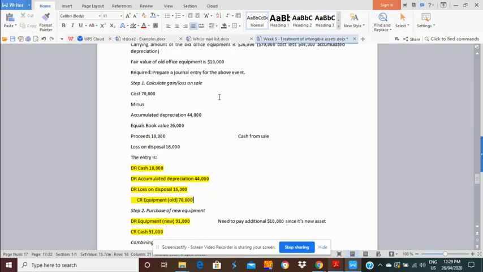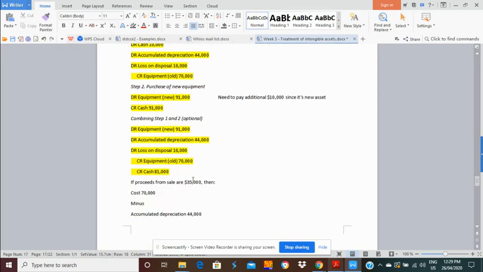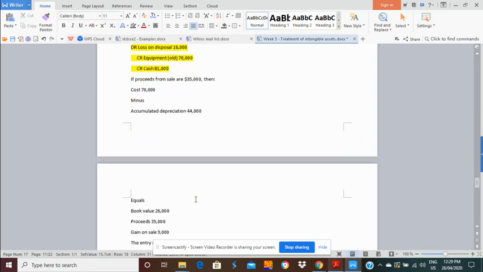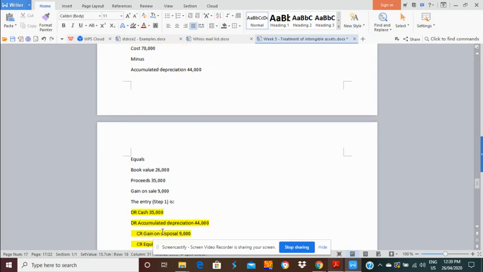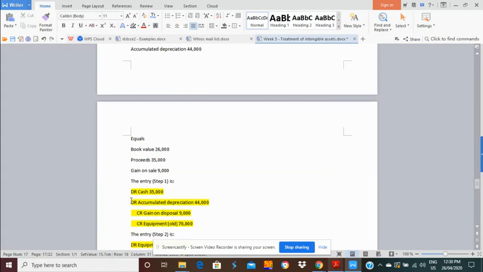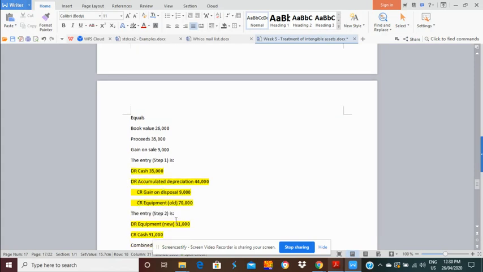And then you can perform the same calculation. Now the fair value is not 10,000. Now the fair value, the cash proceeds, are 35,000. So cost minus accumulated depreciation is book value 26,000, but the cash proceeds are bigger than the book value, so you have gain on sale. And you prepare this entry for the sale of the asset. The gain will of course be credited, will go into credit, 9,000.